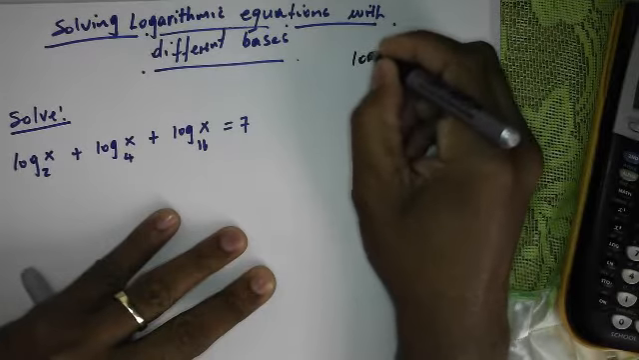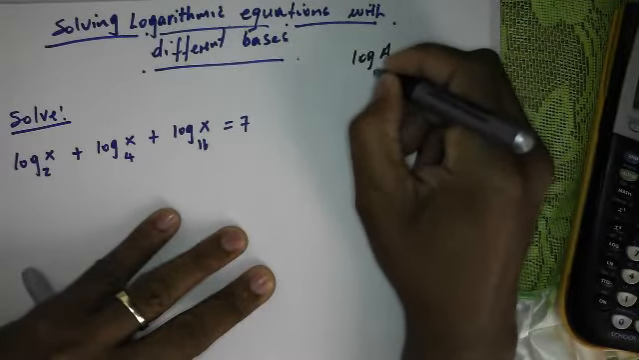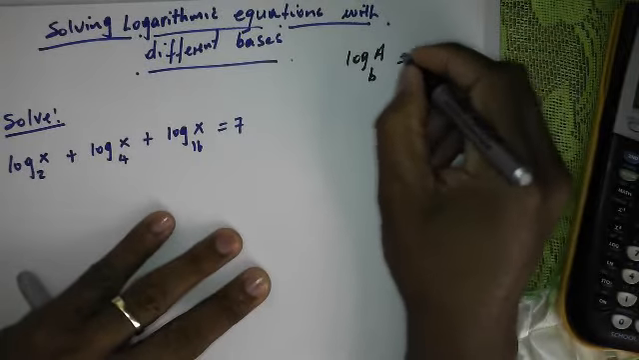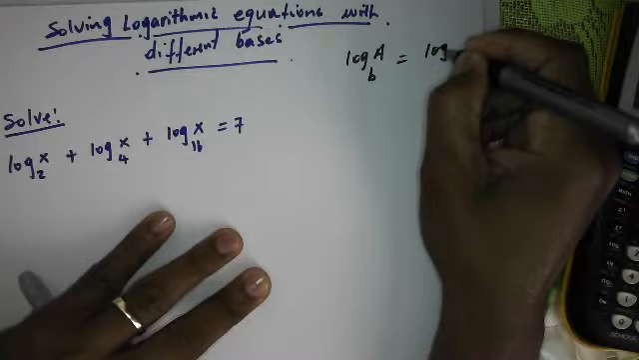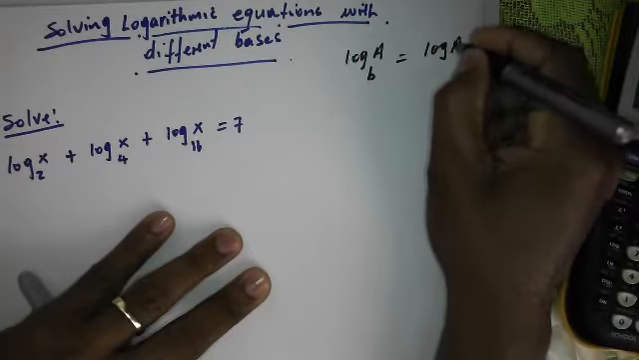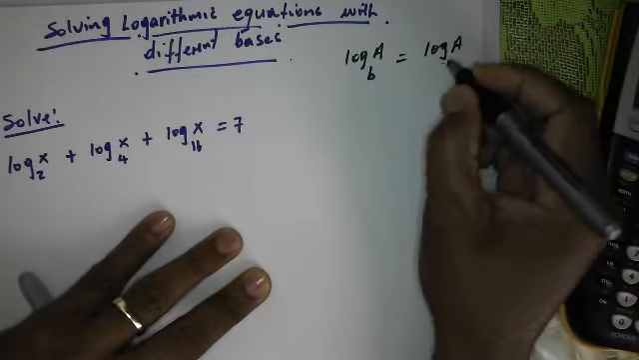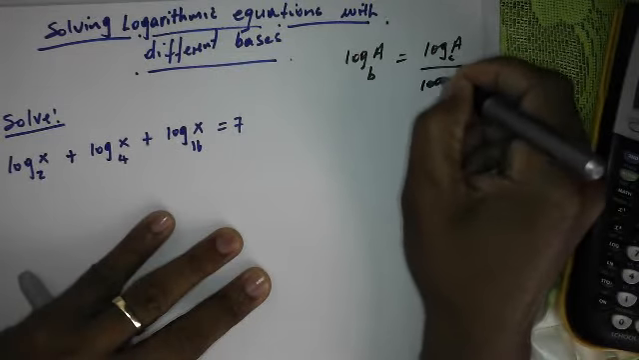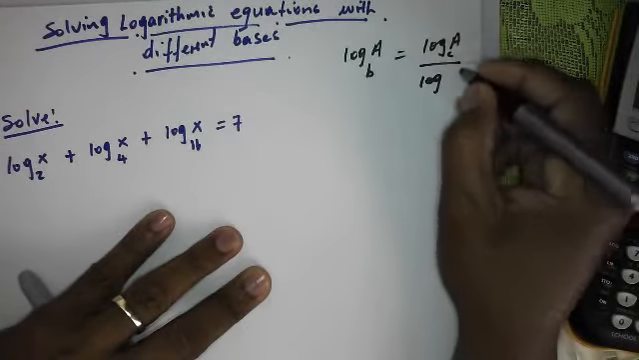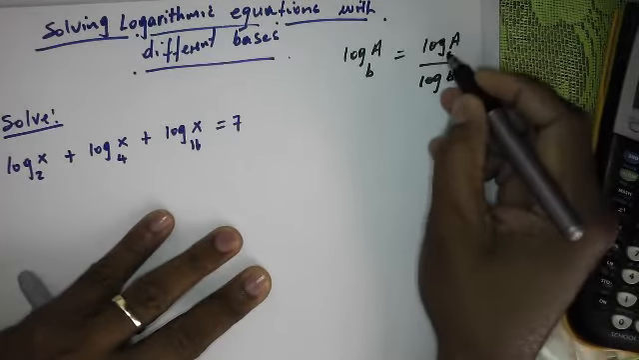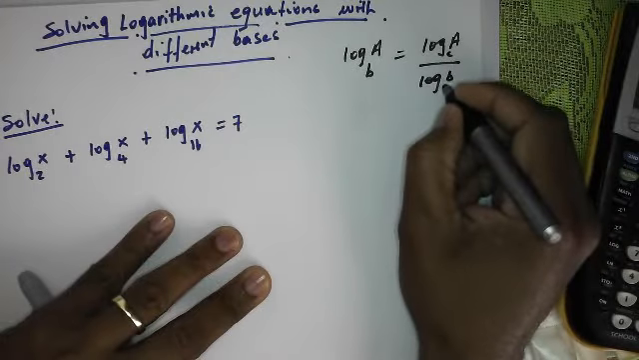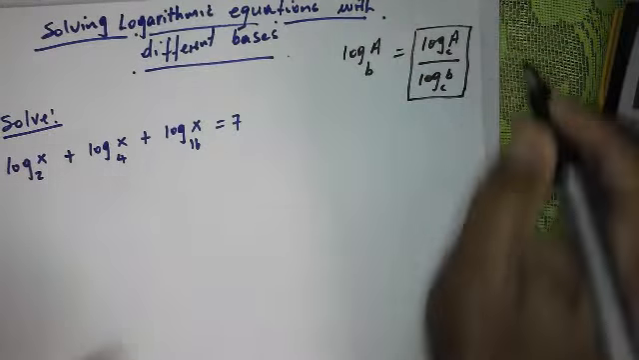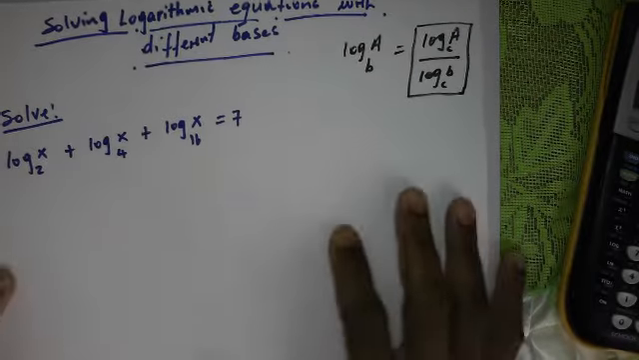If we have log A base B, if we change this, it will equal log A, and I can choose any base I want. Let's say I choose a base C, divided by log of B with this base. And whatever base I choose here, that must be the same base here. And this is my change of base formula. Okay? Alright, so let's move into this question here.